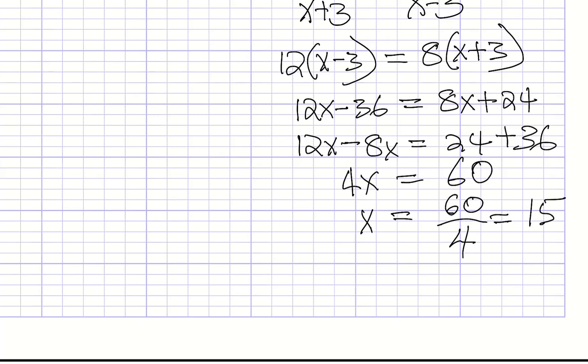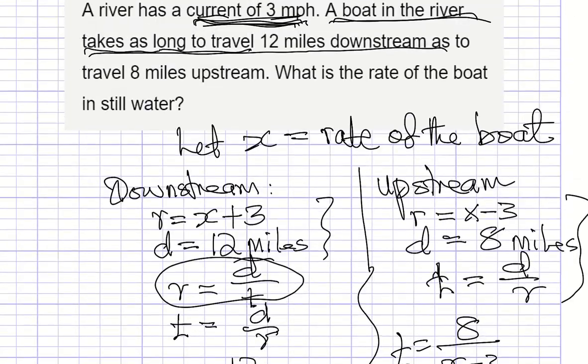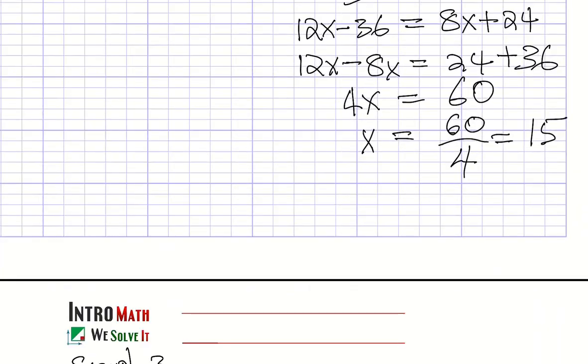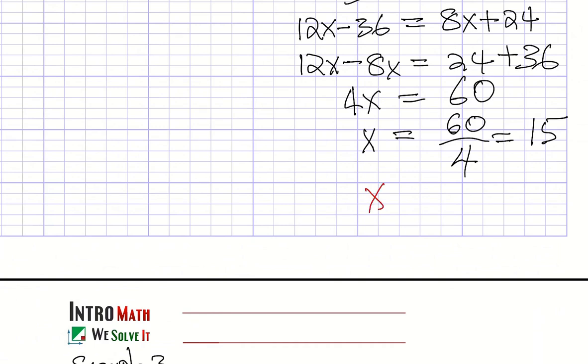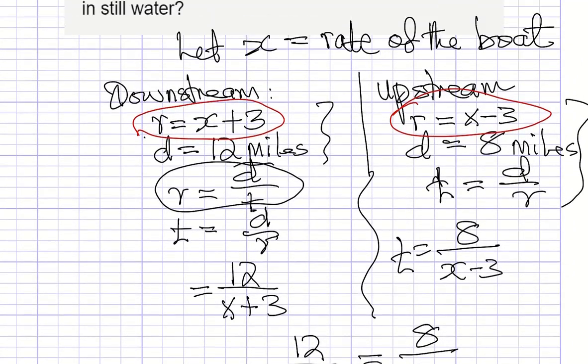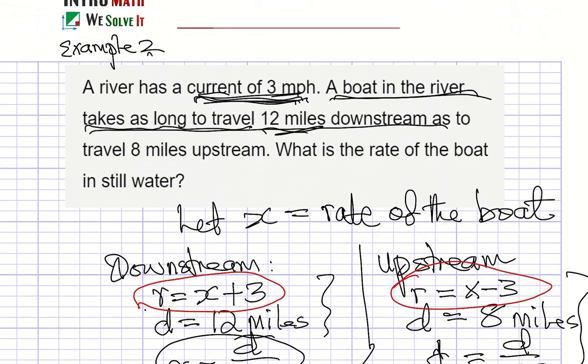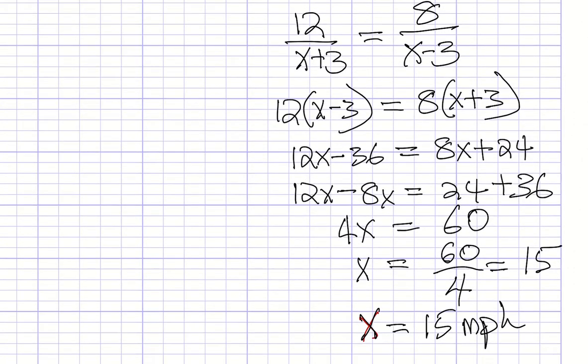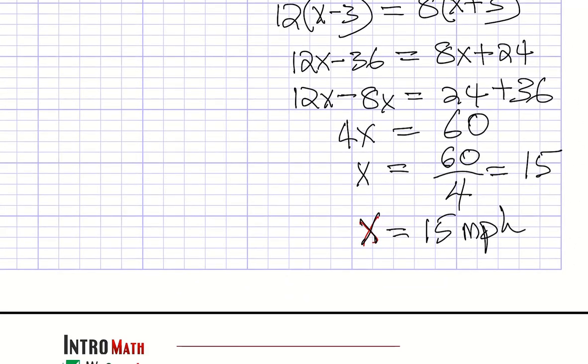So that's 15. You remember what x is? That's the rate of the boat. So x should be equal to 15 miles per hour, okay? Because we're using miles and miles per hour, miles here. So it should be 15 miles per hour. That's because it's the rate, okay? So we'll leave it like that.